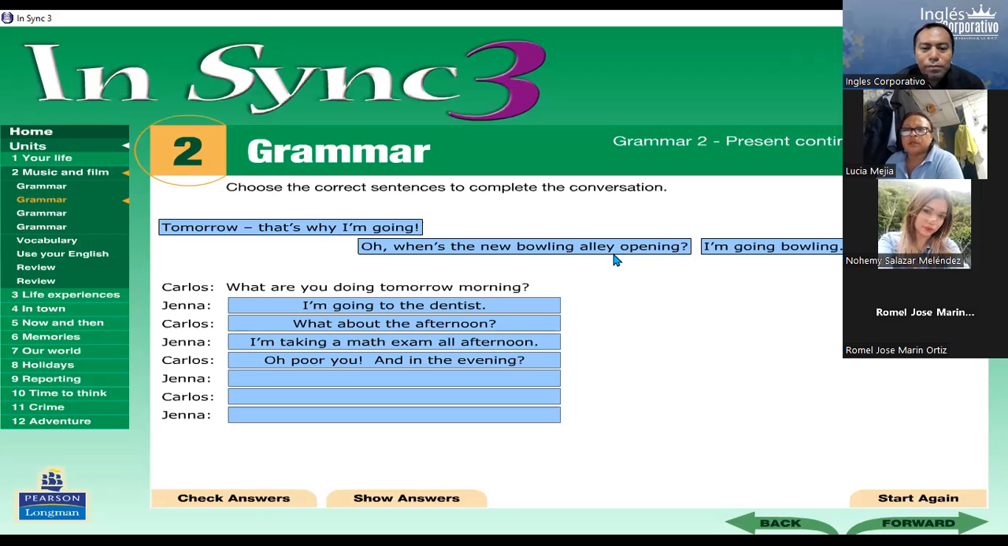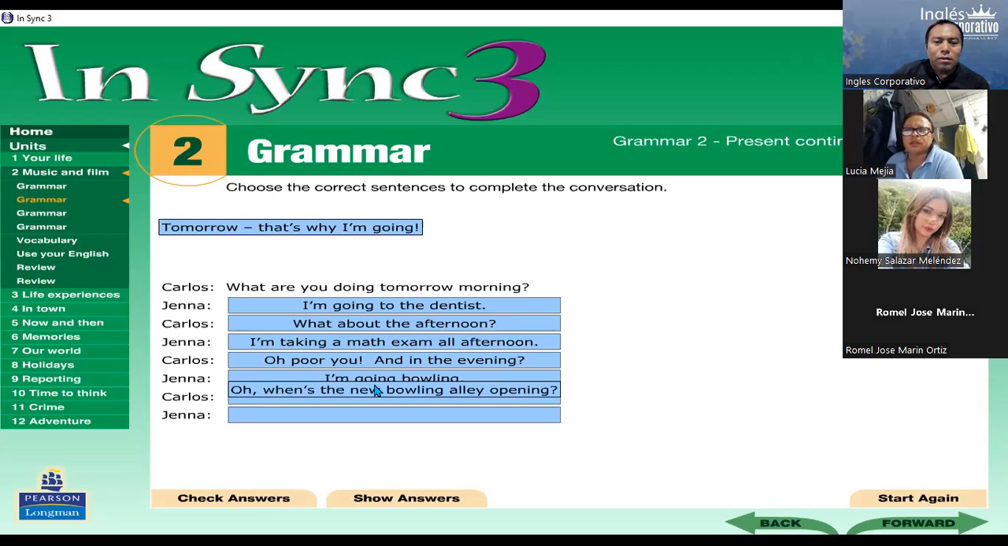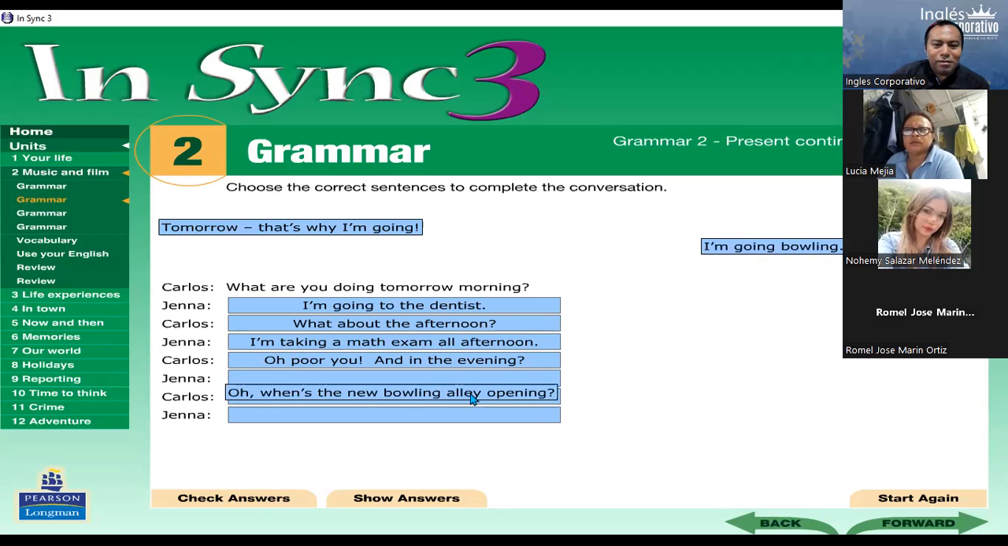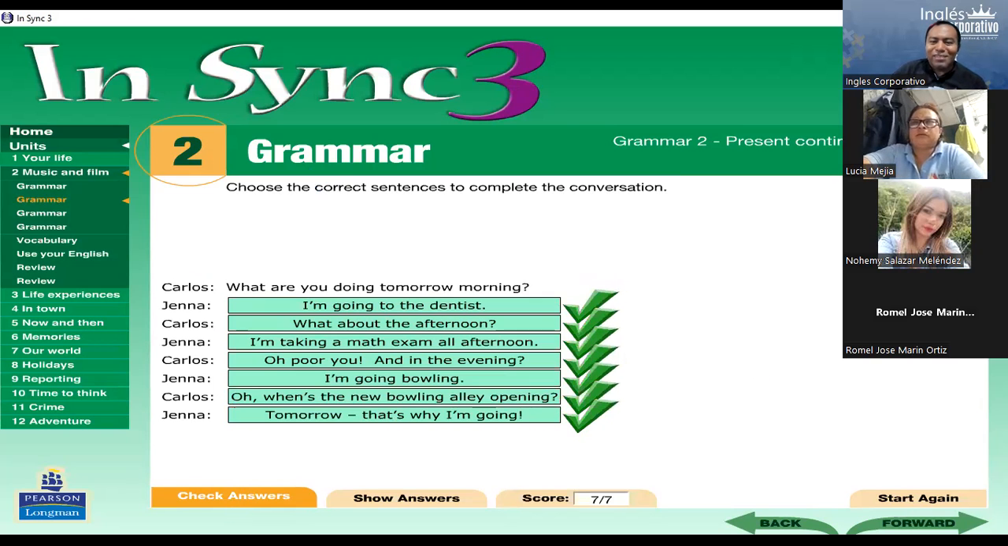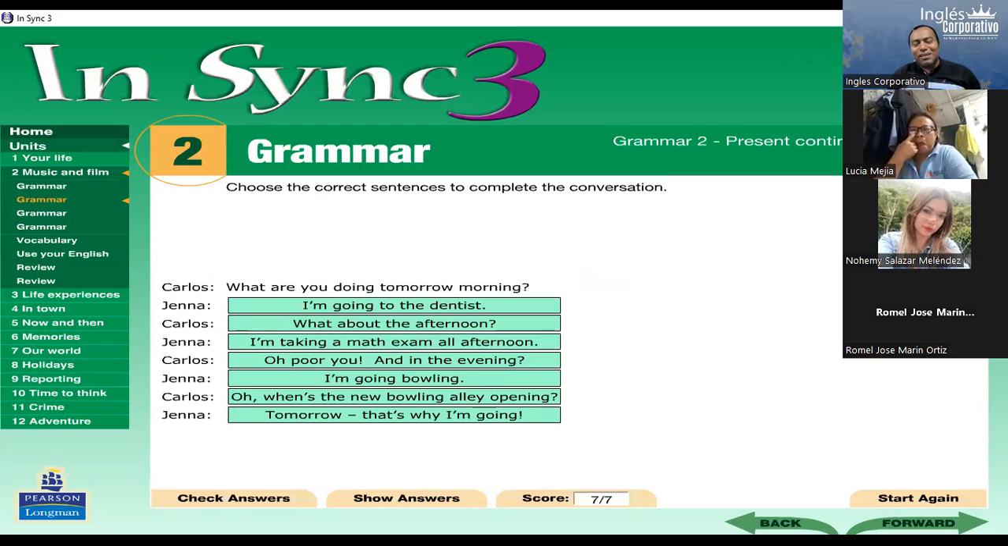Oh, for you. I'm going bowling. Oh, when's the new bowling alley opening? Oh, me equivoqué, ¿verdad? Okay, I'm going bowling. Oh, when's the new bowling alley opening? Tomorrow, that's why I'm going. Okay, vamos a ver. Perfect. Congrats. That's nice, very good.